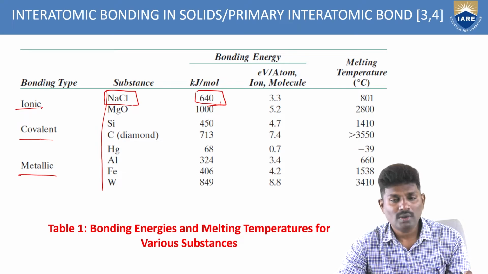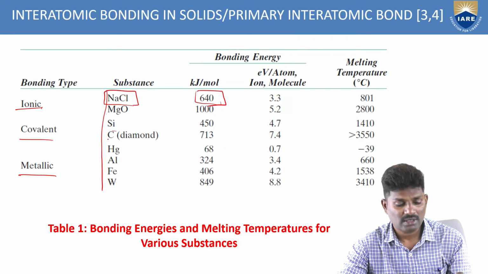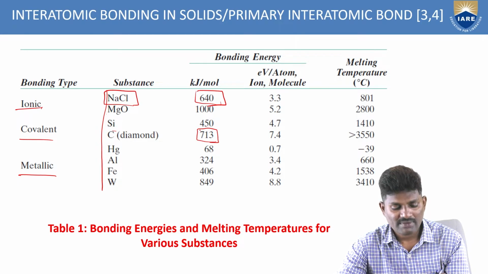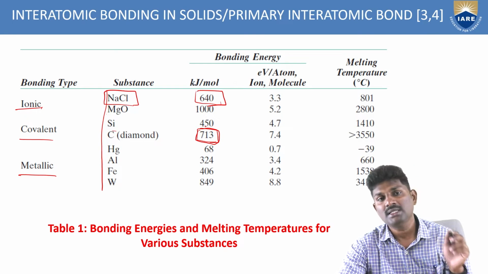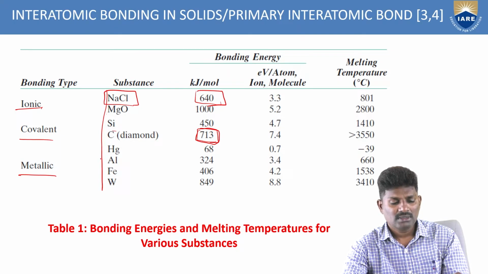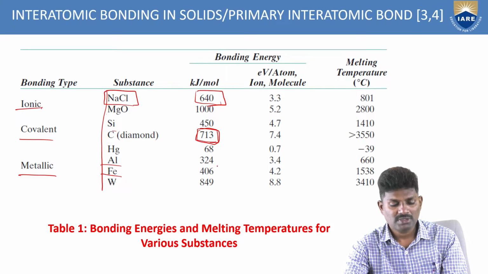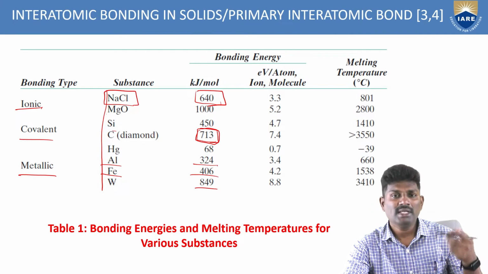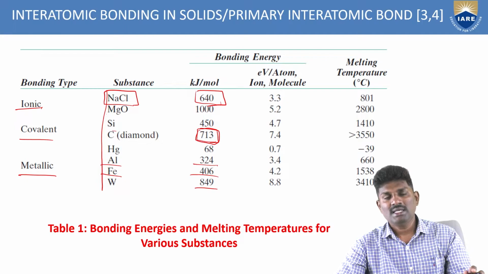Similarly, if we consider covalent bonding, we have silicon and diamond. Diamond has a good bonding energy because it has strong covalency in nature, 713 kilojoules per mole. And if you go with the metallics, aluminum, iron, they have around 328, 406 and 849. So these are the different bonding energies based upon the type of bonding as well as the substances we are using. That's why the application is very, very important.